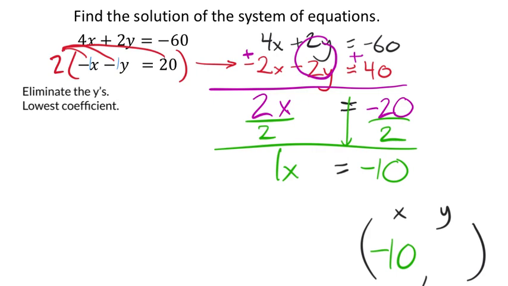So we have an x value. What we need now is a y value, and we're going to go back to the two original equations up here, and we're going to replace one of the x's with negative 10 and then solve for the y value. It does not matter which of the two equations you choose to use to solve for the y. Okay, I'm going to choose the top equation just because I tend to choose the top equation. So that's 4x plus 2y equals negative 60. But I just found that the x value is negative 10, or I'm pretty sure it is. So I'm going to take the x and replace it with negative 10.